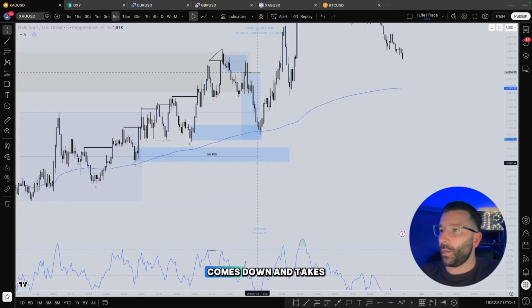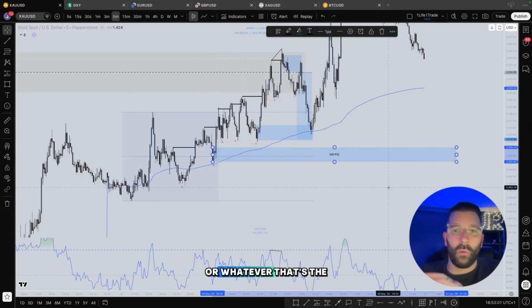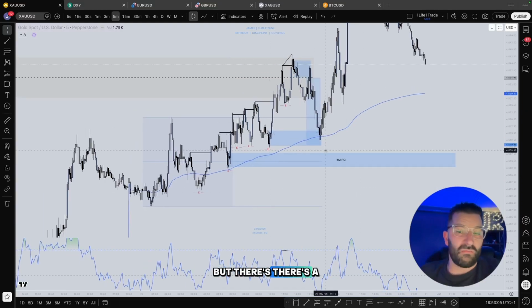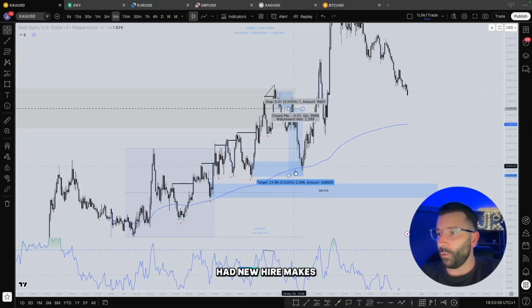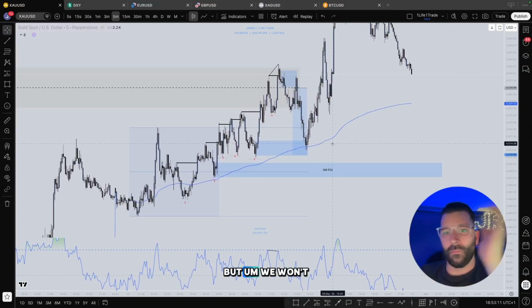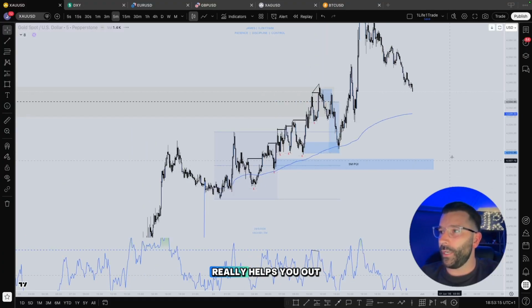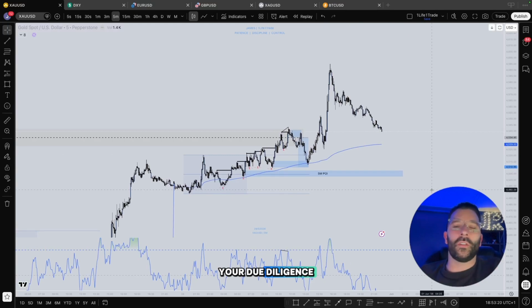So whether it still comes down and takes that, I'm not too sure, or whether it's going to blow straight past it or whatever. That's the whole video. I can't be bothered to predict the whole thing, what's going to happen there. But there's a good chance it still could, because we had a new high, which makes more liquidity. But we won't go into all of that. But anyway, I hope this recording really helps you do your due diligence.